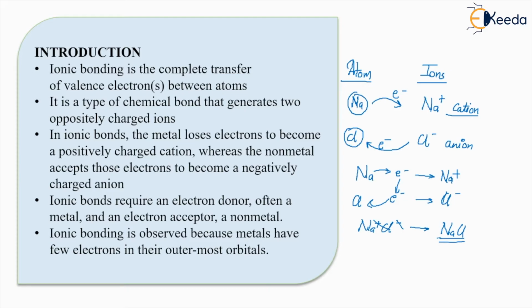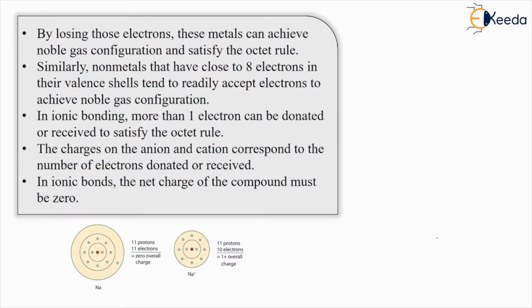Ionic bonding is observed because metals have few electrons in the outermost orbits. By losing those electrons, these metals can achieve noble gas configurations and satisfy the octet rule. So for example, if we see sodium, sodium has 11 electrons. So what will be the electronic configuration? 2, 8, 1. So if it gives away this one electron, what will be the electronic configuration of Na plus? It will be 2, 8, and 8 is nothing but a complete octet.